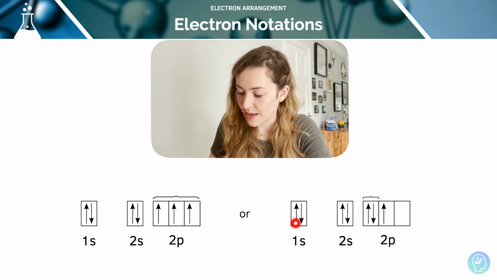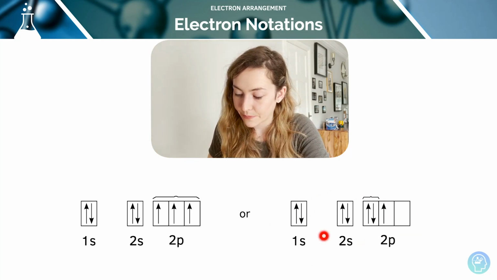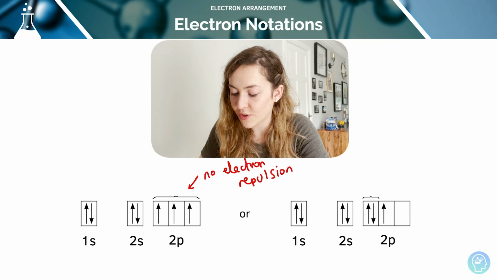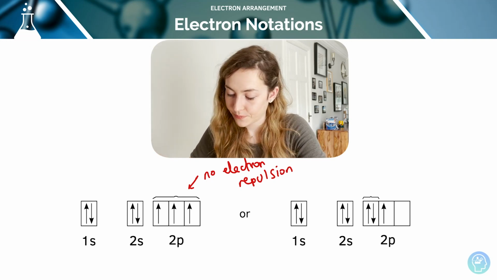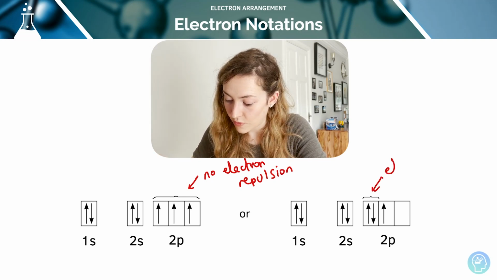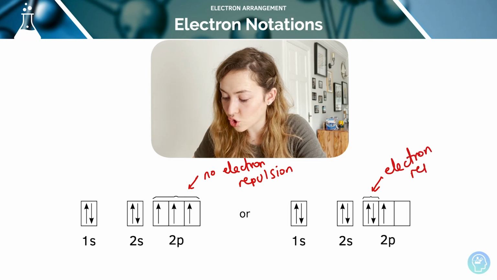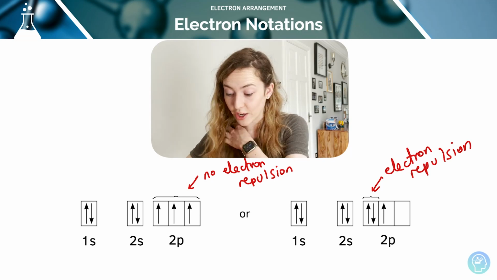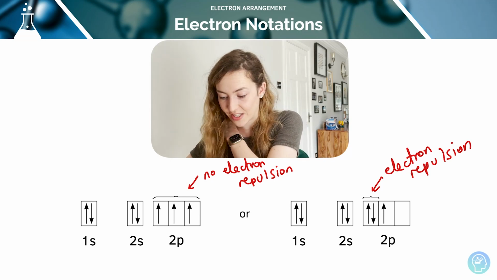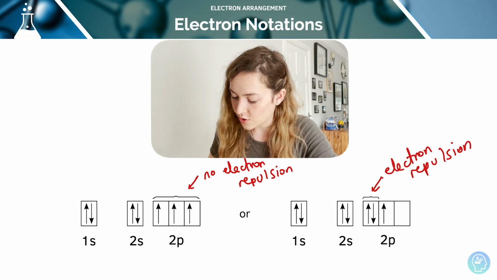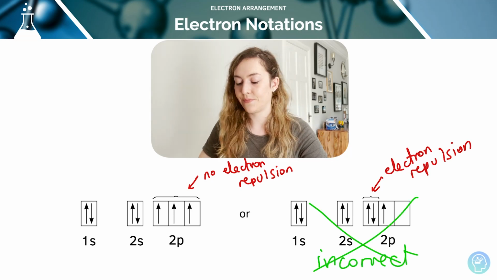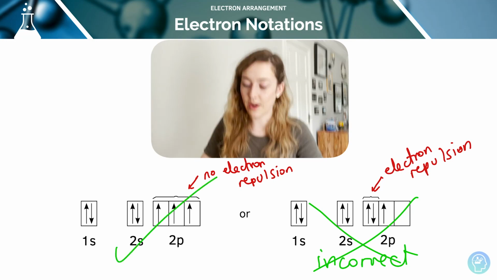This is going to be really, really unlikely. So here we've got no electron repulsion because each individual electron is in a different orbital. Here, we've got electron repulsion, which we're going to try and avoid. We can't always avoid it, but if we can, we do, because it's lower energy, and things will always try and be in a lower energy state. So this is incorrect. And this one is correct.